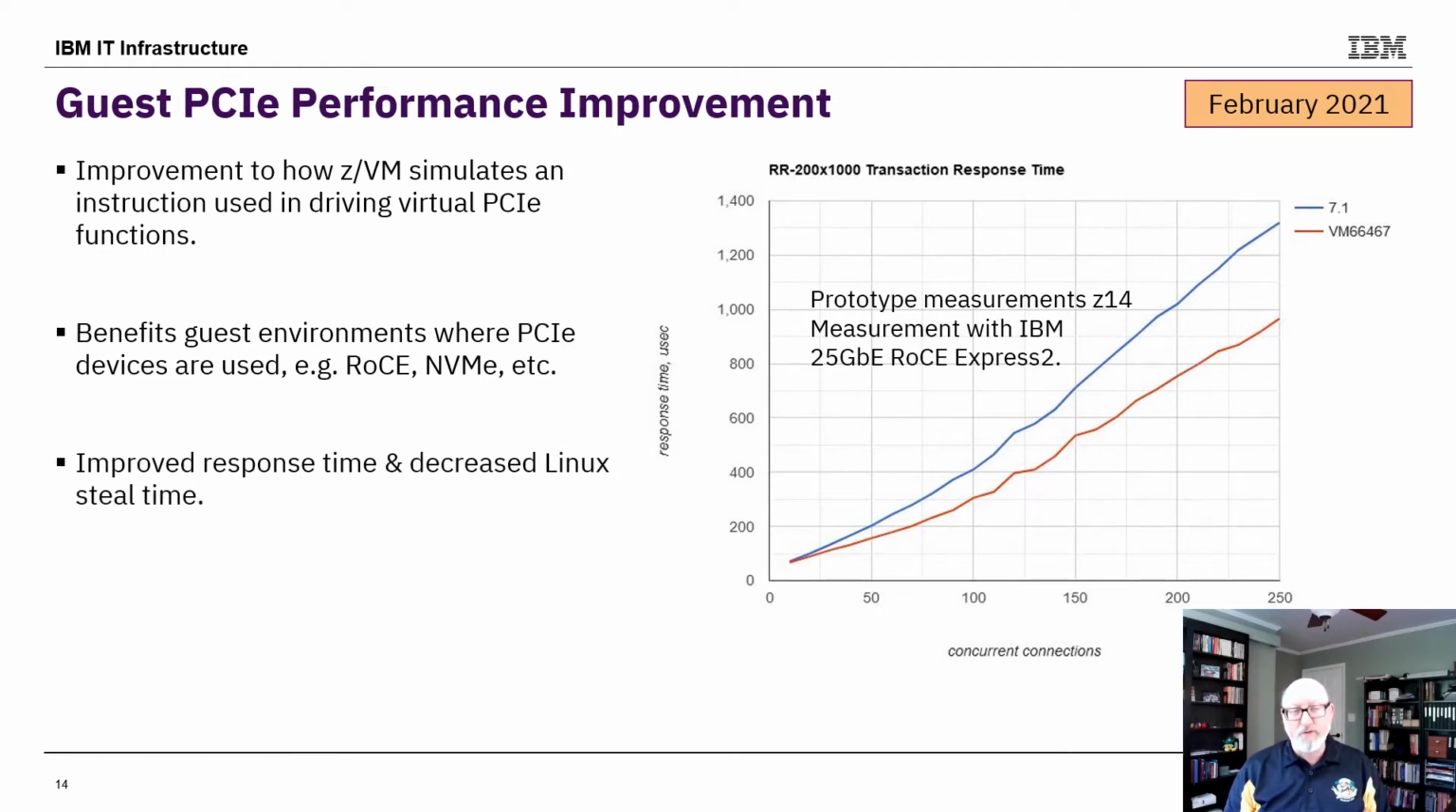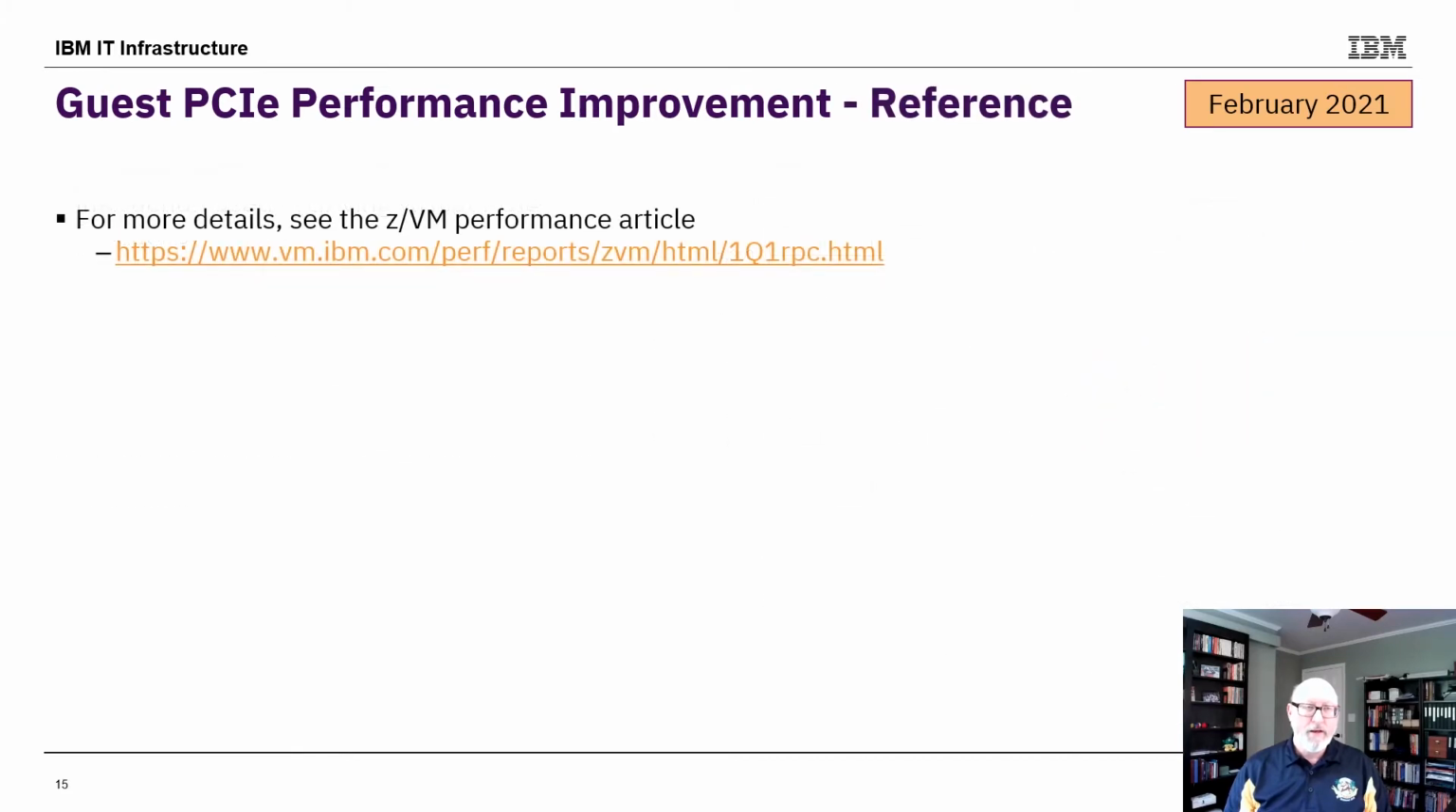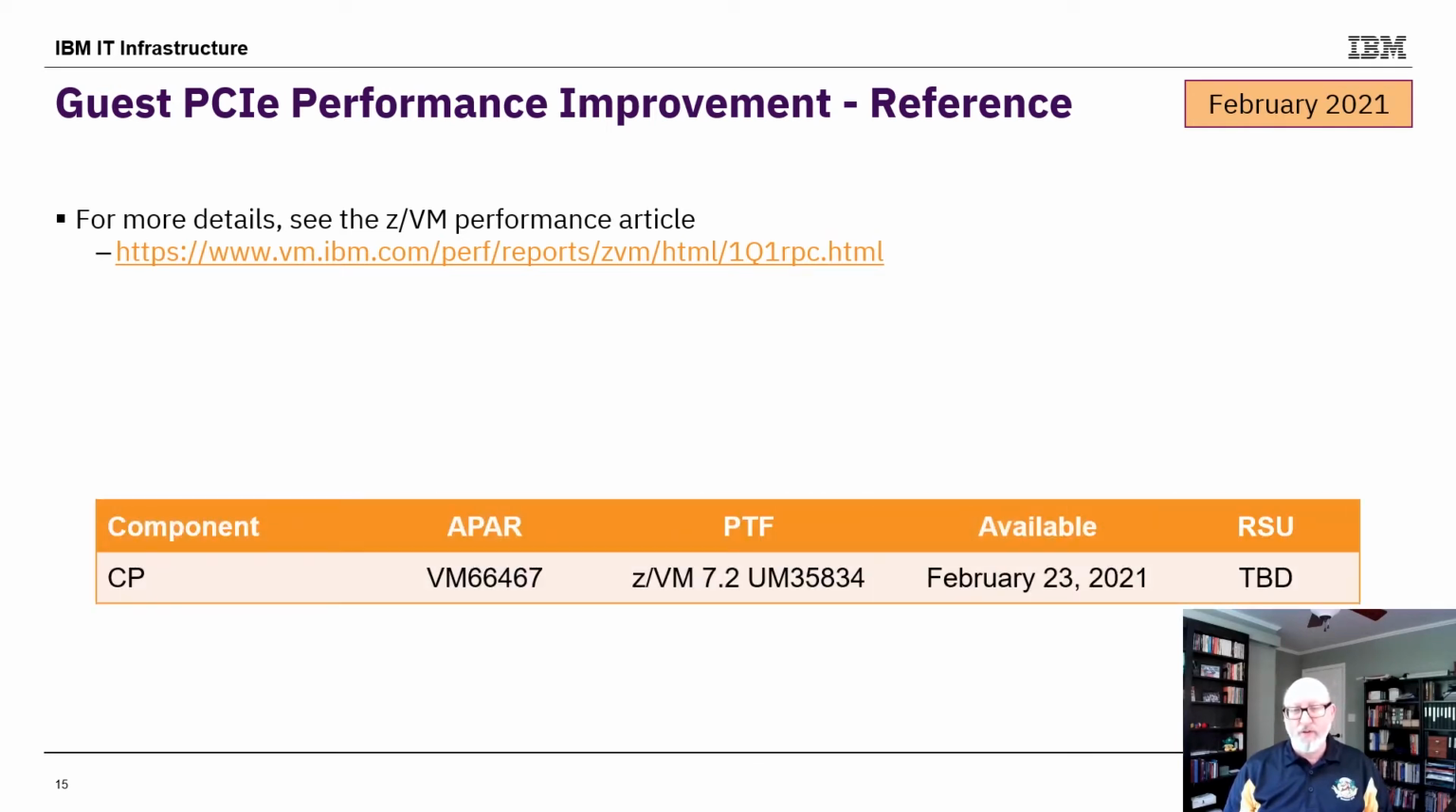So along with response time, if you're looking at the data from a Linux perspective, you'll also often see the steal time for Linux go down. In addition to this, there's some CPU savings from a VM perspective in terms of what we're doing to simulate that environment. Now, for more information on this, there's a great performance article on our VM homepage that talks about it. The URL is here, and we'll put it in the description below. Information on that PTF, again, this went out, and it's only for 7.2, right? So watch for that.